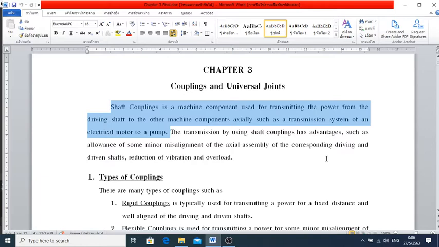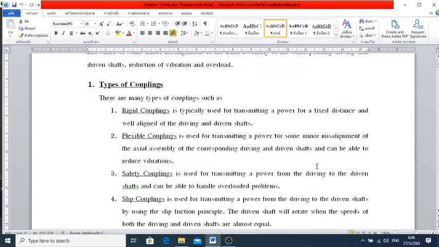And then what is said in here is that transmission by using a shaft coupling has advantages such as allowance of some minor misalignment. This means the driving shaft and the driven shaft might not be aligned to each other, not so much. It's going to be only some minor misalignment of the axle assembly of the corresponding driving and driven shafts, and it also includes reduction of vibration and overload problems. So therefore, let's see the typical types of coupling.